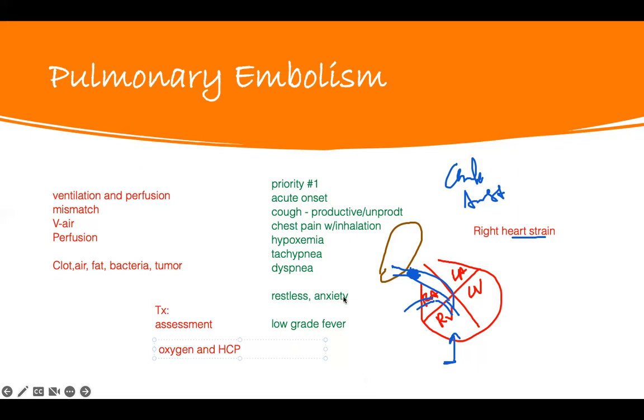Remember, this can be anything. It can be a clot, it can be air, it can be fat, it can be bacteria, and it can be tumor. Any of these can cause that problem. And so this is the summary of that. Now, we can talk about the fat embolism.